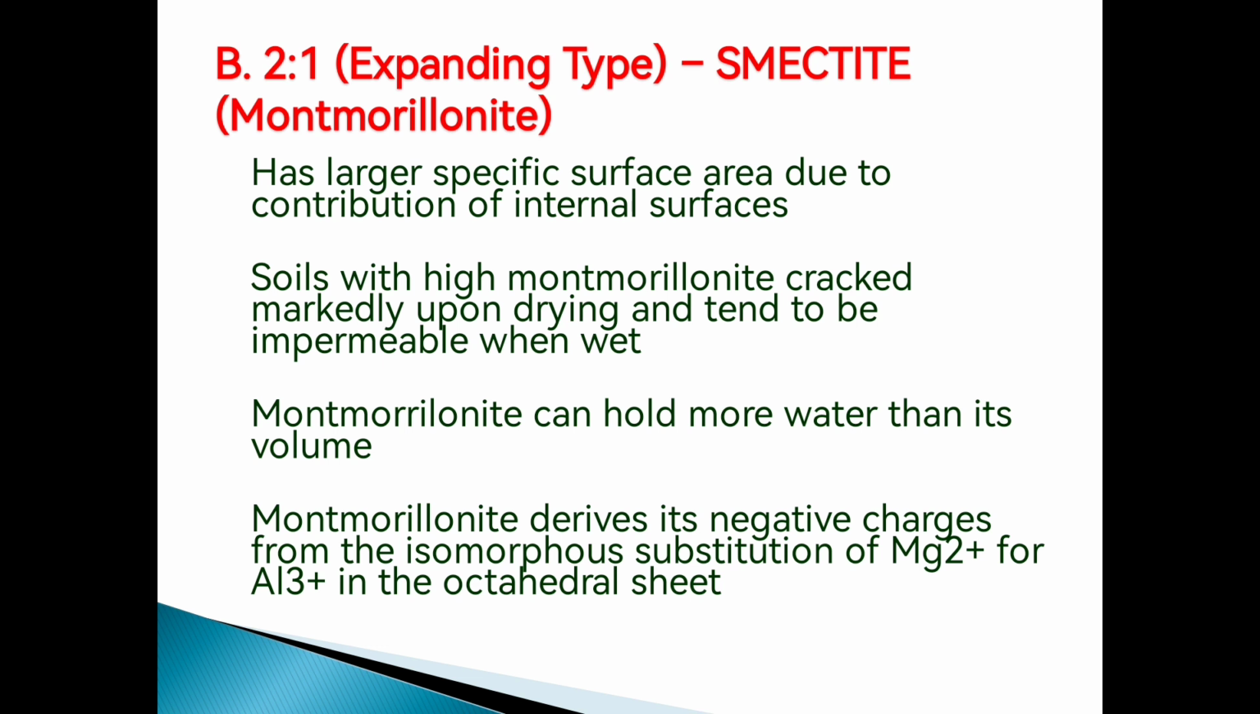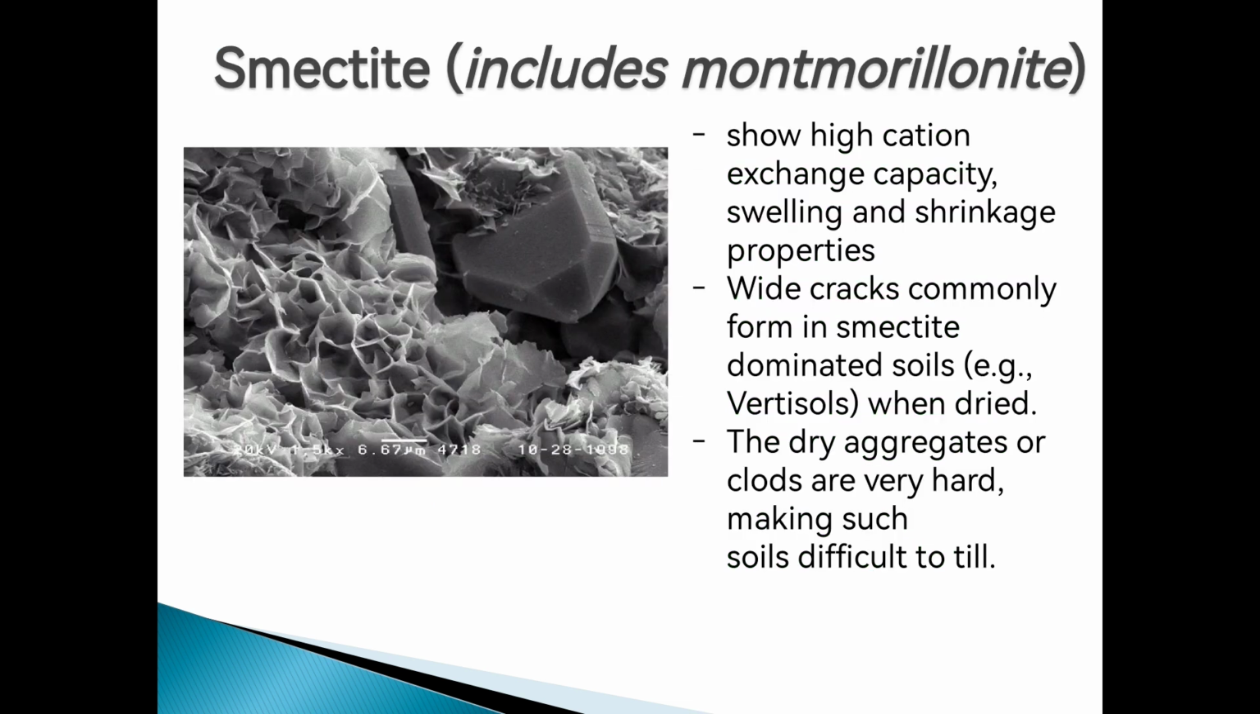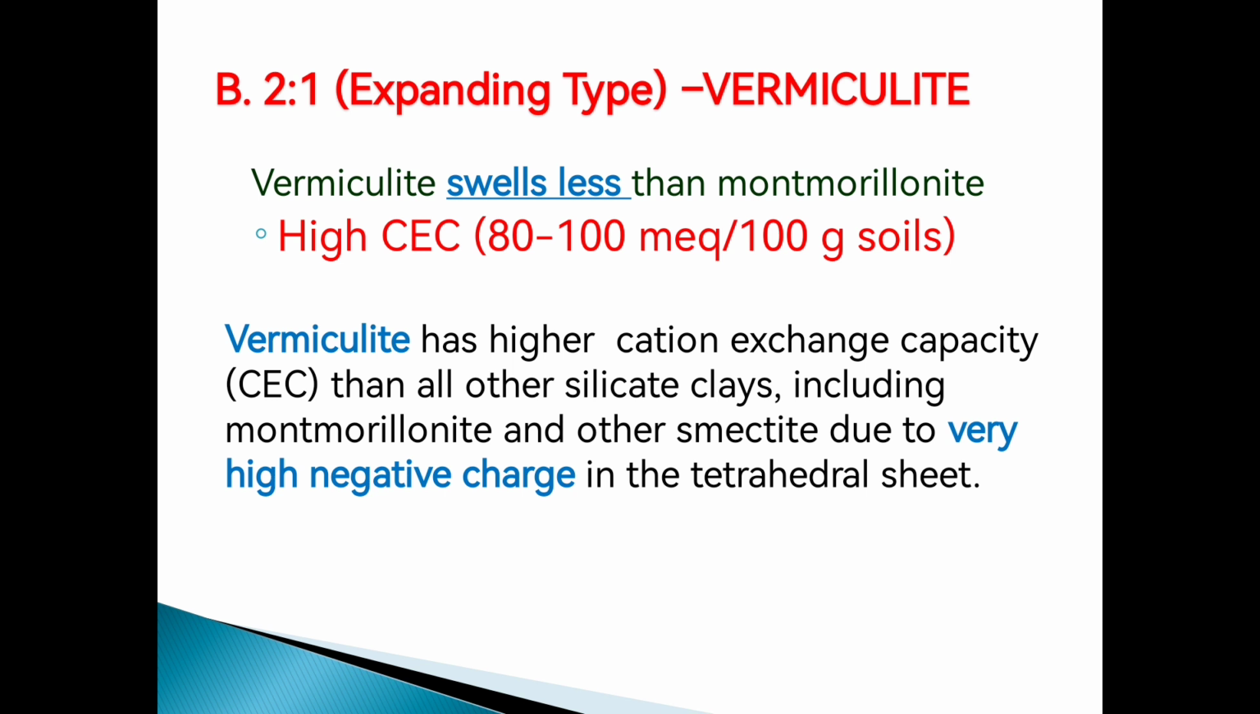Vermiculite swells less than Montmorillonite, and it has high CEC, around 80 to 100 milliequivalent per 100 gram of soil, and has even higher cation exchange capacity than all other silicate clays, including Montmorillonite and other smectite, due to very high negative charge in the tetrahedral sheet. So the more negative your soil colloids are, the more cations it can absorb. So the CEC of vermiculite is higher compared to Montmorillonite.